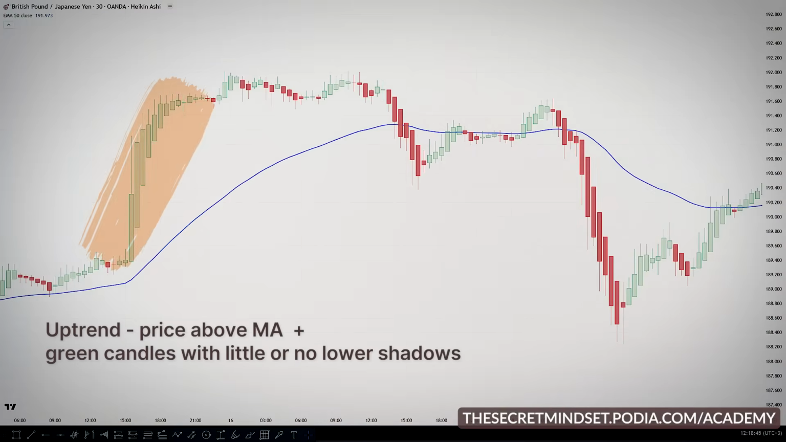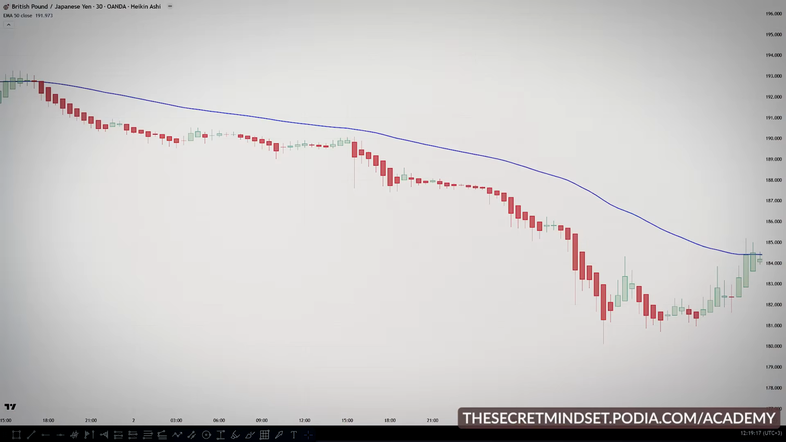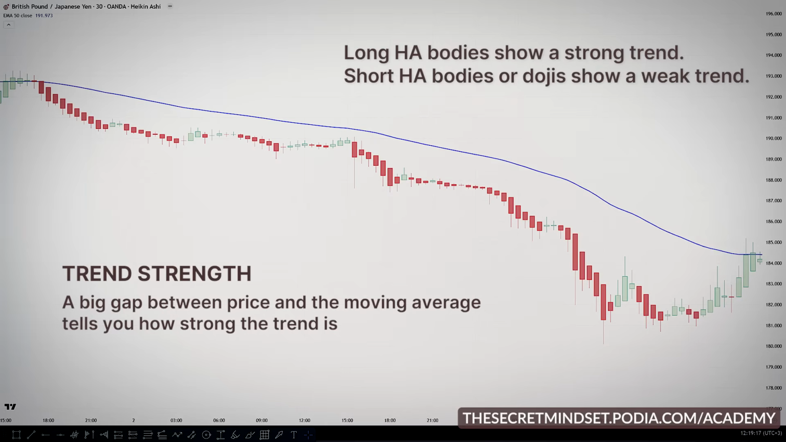Heikin Ashi candles make trends even clearer. In an uptrend, they'll have little or no lower shadows. In a downtrend, they'll have little or no upper shadows. Then we have trend strength. The space between price and the moving average tells you how strong the trend is. A big gap means a strong trend. Heikin Ashi candles help here too. Long bodies show a strong trend. Short bodies or dojis, when open and close are very close, show a weak trend.